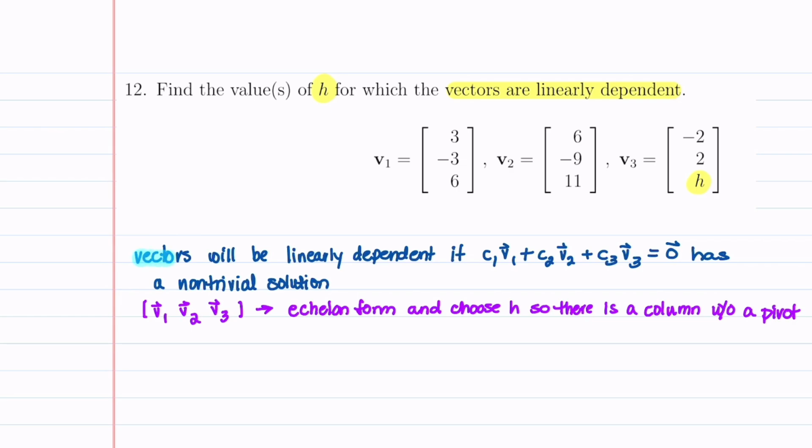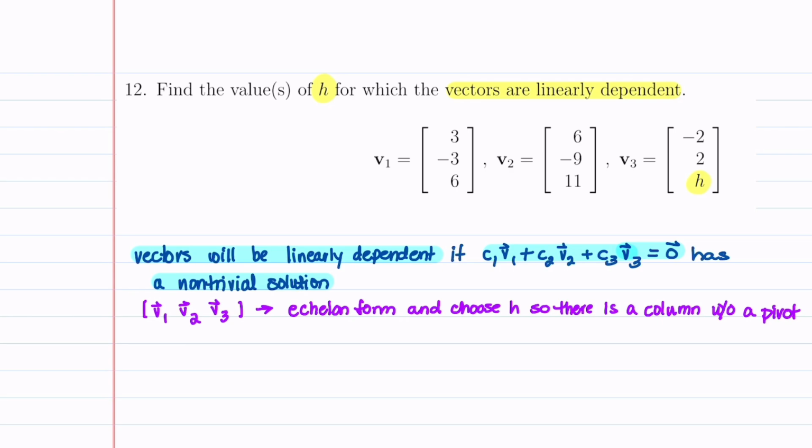Vectors will be linearly dependent if the linear combination of these vectors, c1v1 plus c2v2 plus c3v3, is equal to 0 and has a non-trivial solution. That means a solution that is not equal to 0. So in practice, here's what we have to do.